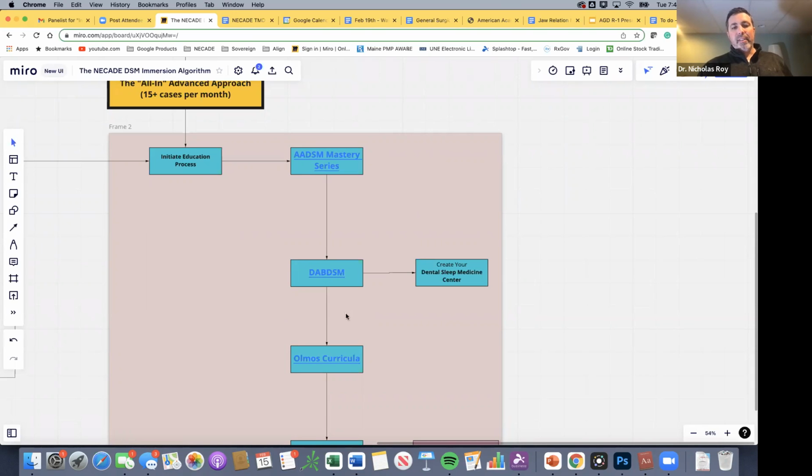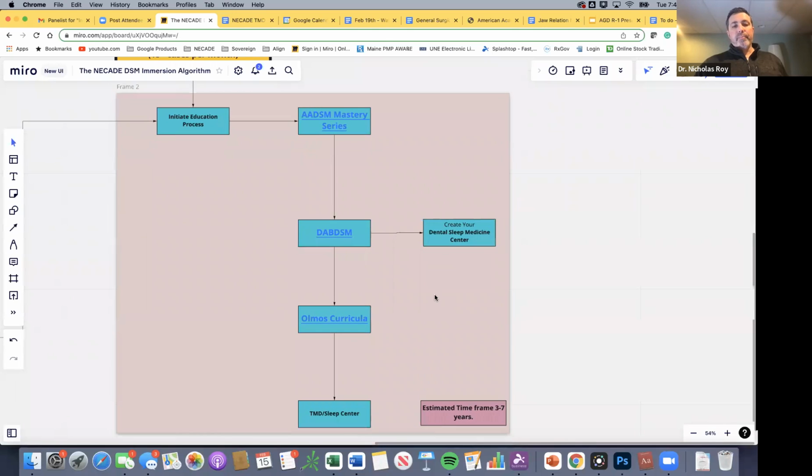This is more the quote unquote specialty. I have to be careful using that term. But essentially, this is the credential that you may need in order to open up a dental sleep medicine center. I say that you don't need it, but I wouldn't open one up unless I had credentials that were greater than everybody else in my community doing the same thing.